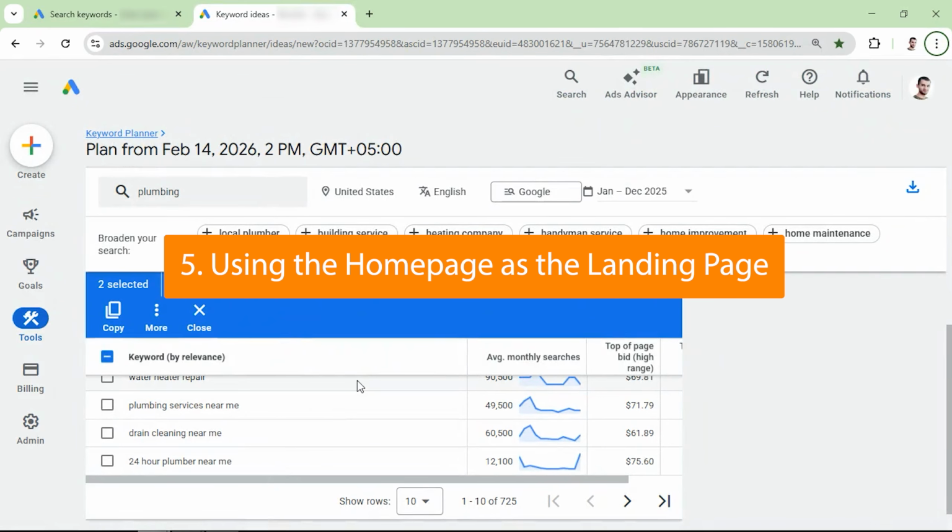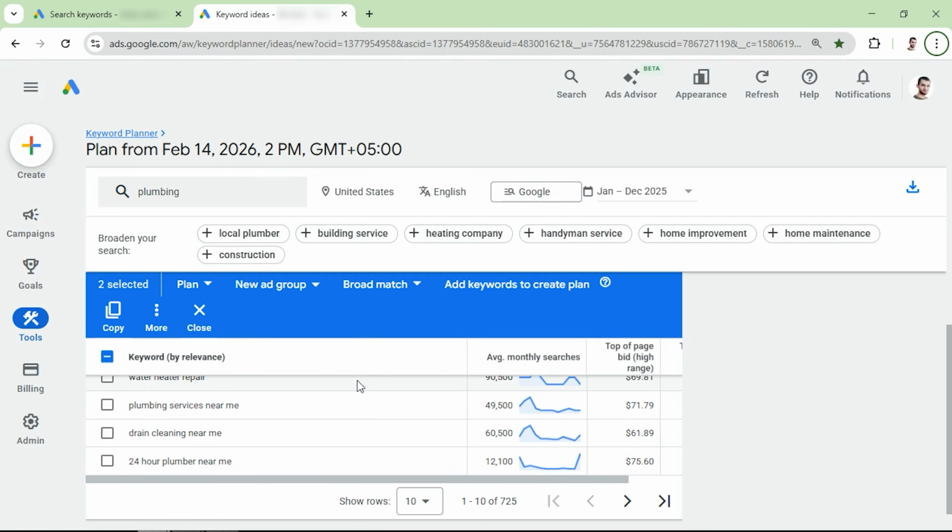The next thing on our list: using your home page as your landing page. Let's say you have your main domain name, and that domain name leads to your home page. Some businesses, or I would say most businesses, use their home page as their landing page, which means for Google Ads campaigns, they use that exact same URL. For example, if they have different service categories, they still use that same URL.